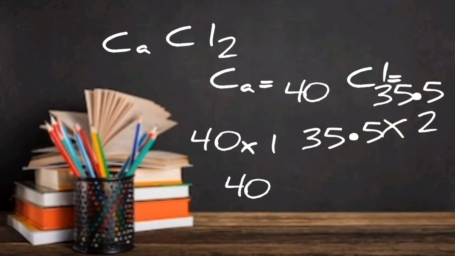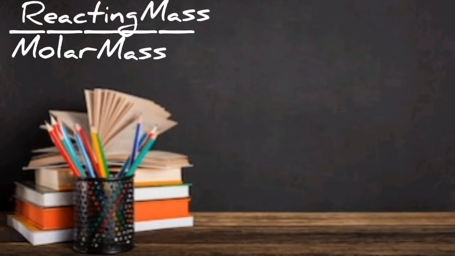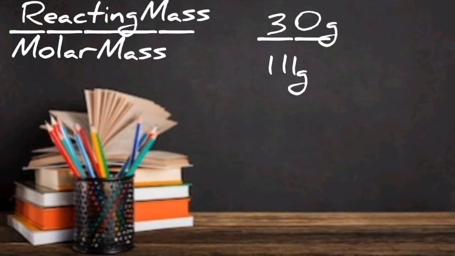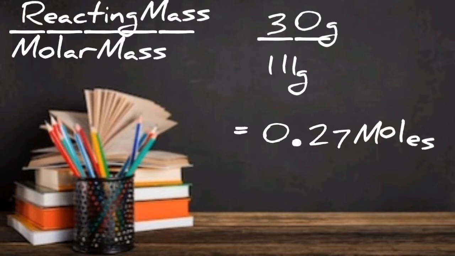35.5 times 2 is going to give us 71. And when we add them up, it's going to give us the relative molecular mass, which is 111 grams. So to find the mole, we divide the mass given in the question by the molar mass. That is the reactive mass by its molar mass. So we are going to say 30 grams divided by 111 grams. So we are going to get 0.27 moles. So that is how to find the mole of any compound.